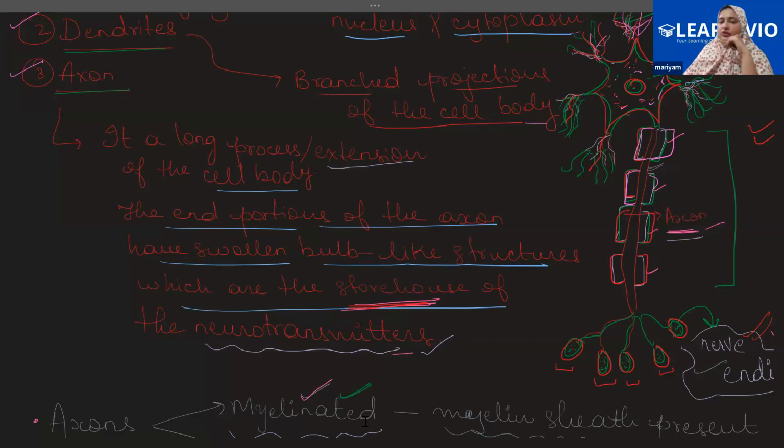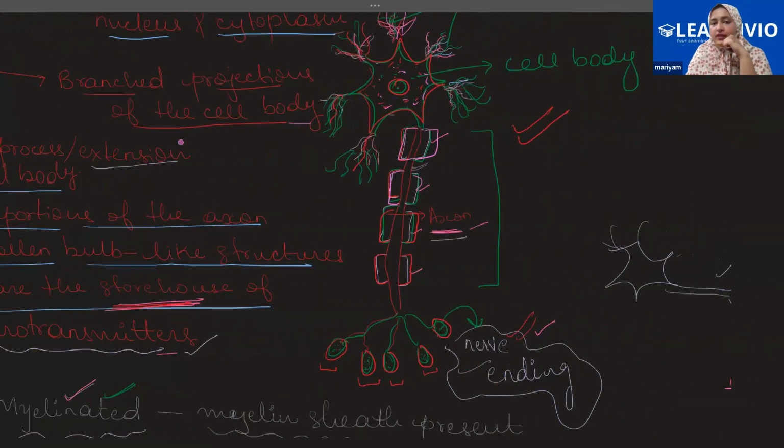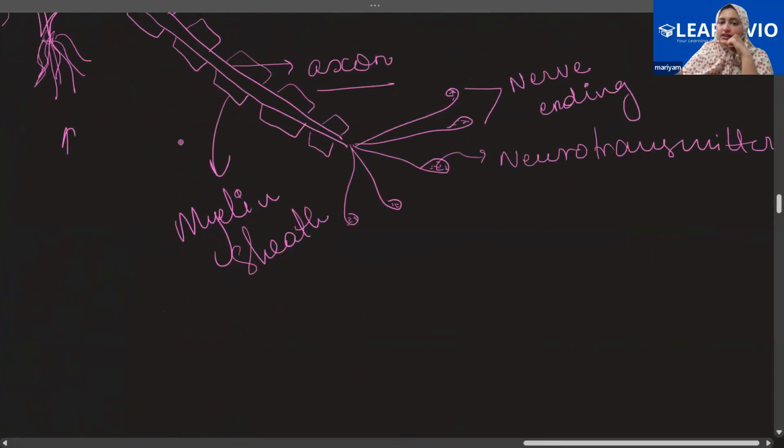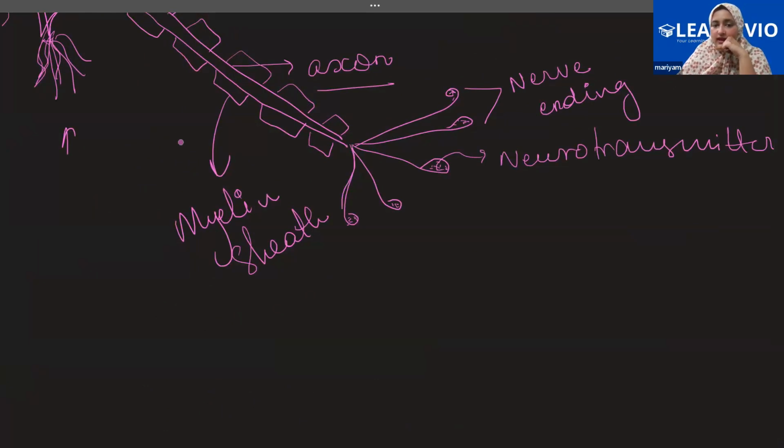So I was talking about the axon. The axon is a long process or a long extension that comes out of the cell body. Now the end portions of the axon have swollen bulb-like structures, which are the storehouse of neurotransmitters. Now see, in this particular diagram, these end parts are swollen, bulb-like structures, and they are the storehouse of neurotransmitters, meaning inside them neurotransmitter is stored, and these bulb-like swollen structures are known as the nerve endings.